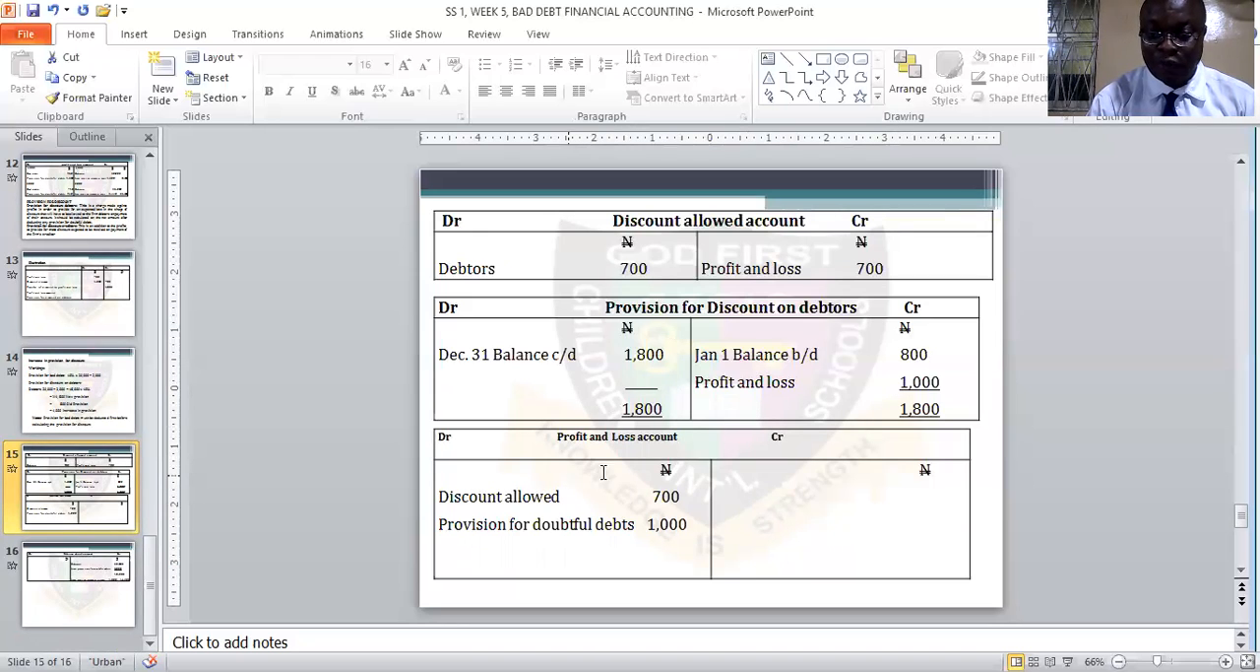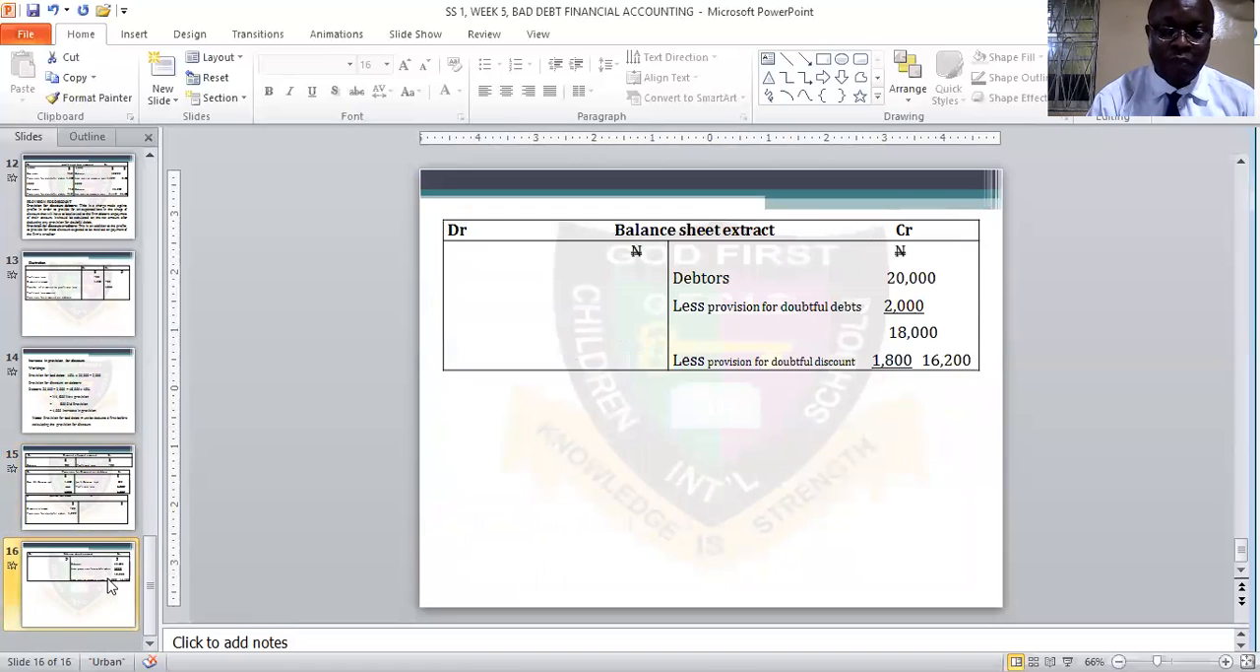So when you get to the profit and loss, this is the profit and loss account. We have discount allowed 700, provision for doubtful debt 1,000 naira. Then the balance sheet extract, balance sheet debtors. We are given debtors of 20,000 naira minus 2,000 naira. That will give us 18,000 naira, minus provision for discount of 1,800. So we arrive at 16,200 naira.